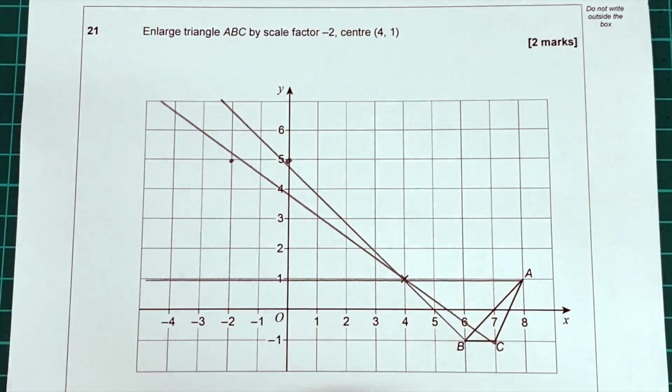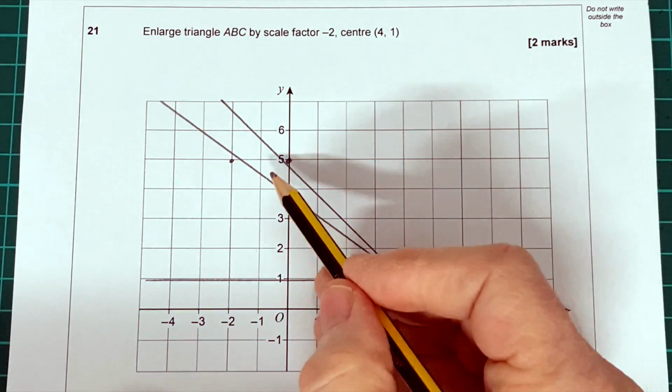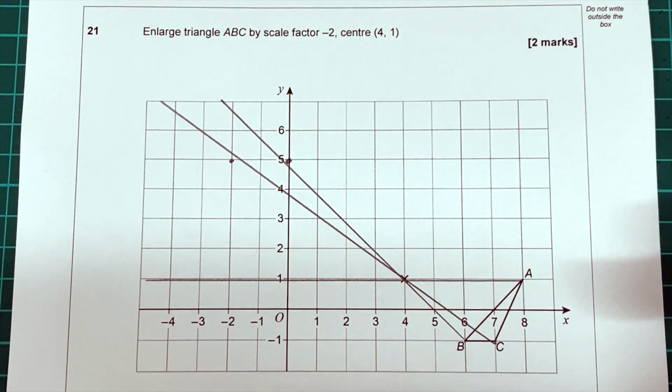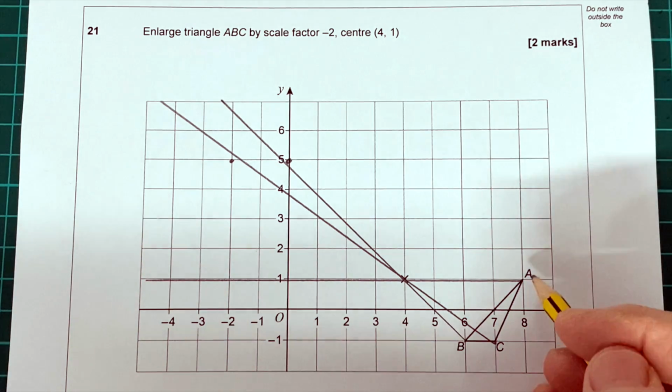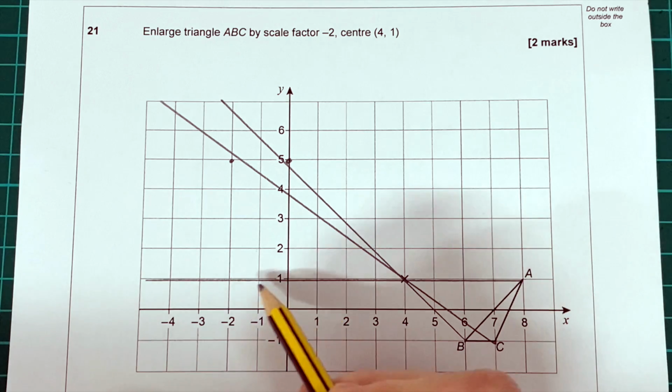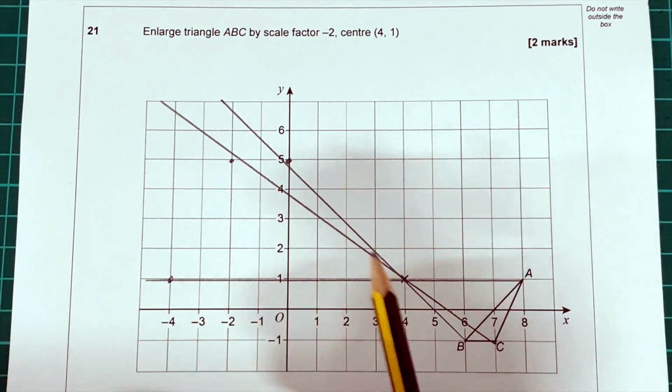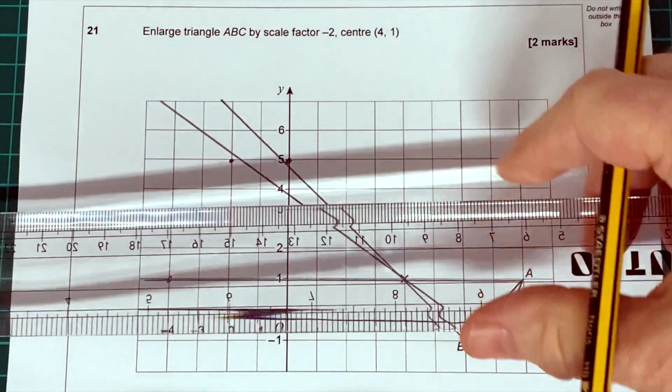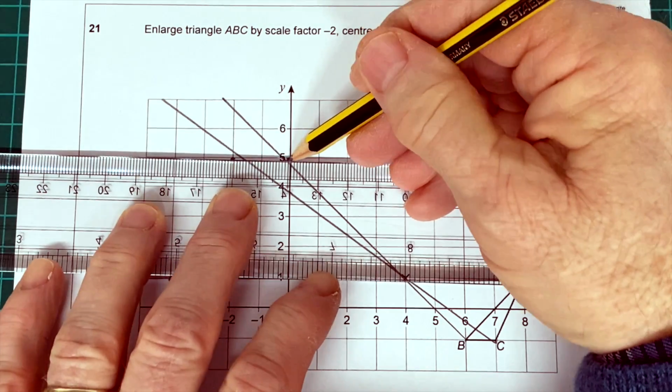Again, my line is not terribly well drawn. This is quite tricky when you're trying to go through the center of enlargement with the lines. You've got to be a bit more fussy than I was then. And A was 4 across, so it's going to be 8 in the opposite direction, which takes it to there. But now let's join those 3 points and see how it's looking.